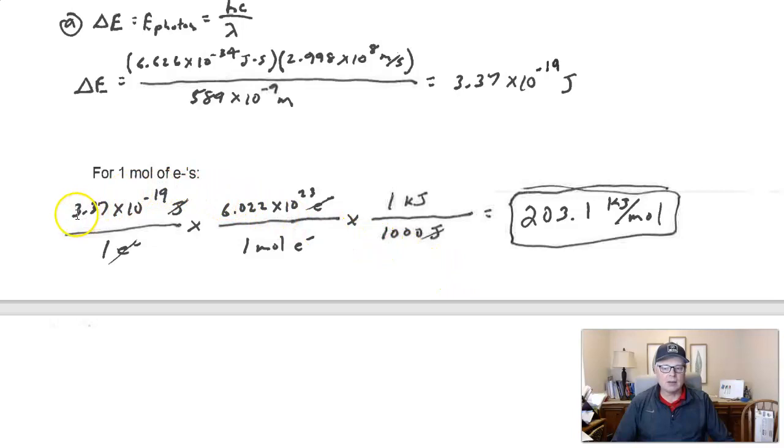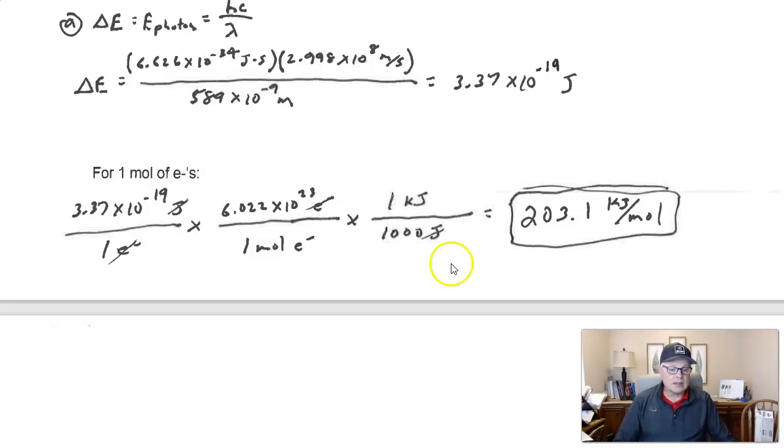All right, so now we do the math. 3.37 times 10 to the minus 19 times 6.022 times 10 to the 23rd. Divide that by 1,000, and you come up with a number like 203.1 kilojoules per mole. Now, is that an appreciable amount of energy? Yeah, that's an appreciable amount of energy. Is that something you probably could see with the naked eye? Yeah, that's probably something you could see with the naked eye.